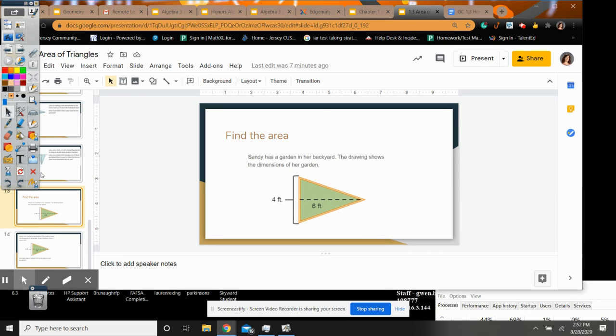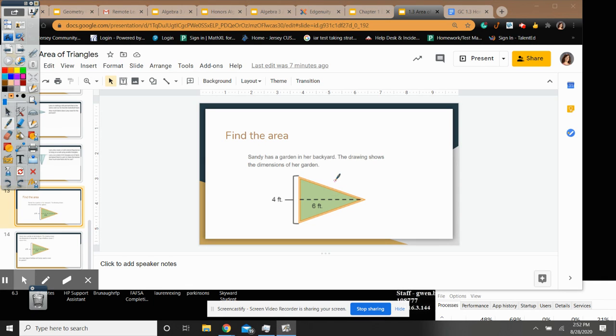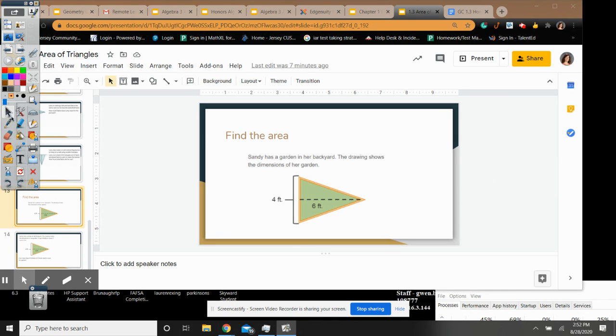Okay, so now we're going to talk about Sandy. Sandy has a garden in her backyard, and this is what it looks like. What is the area? Well, this would be the right angle, even though they didn't draw it in. We're looking at base times height divided by 2. So 4 times 6 divided by 2, which is 24 divided by 2, and 12. This time we're talking about square feet. That one was kind of an easy one.